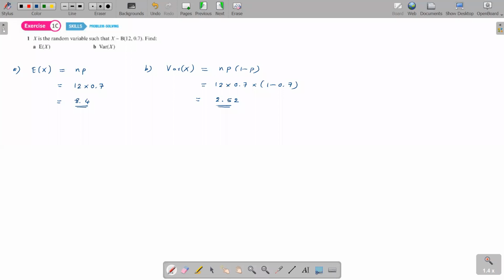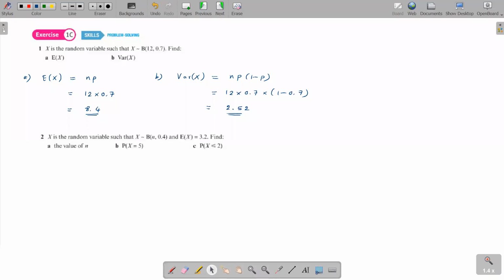Okay, so let's move on to a few more sums. Question number 2, they say X is the random variable such that X follows a binomial distribution with a fixed number of trials n and probability of success 0.4, and E(X) is 3.2. Find the value of n. So how do you find the value of n? They have given you the expected value, right? So expected value is equal to what? np.